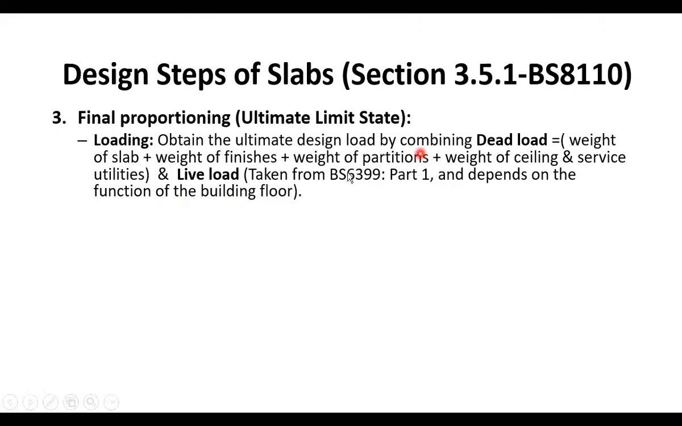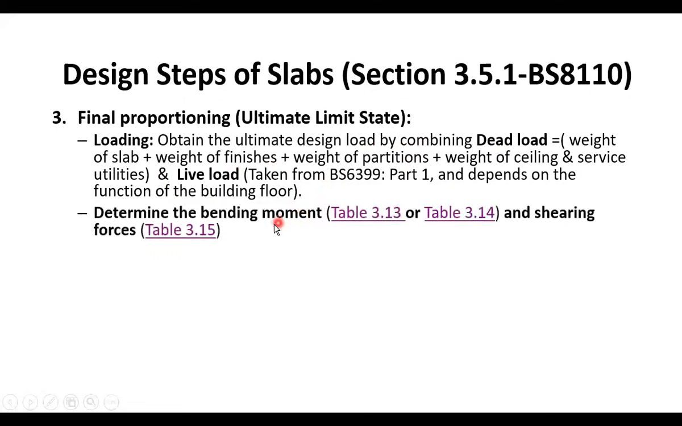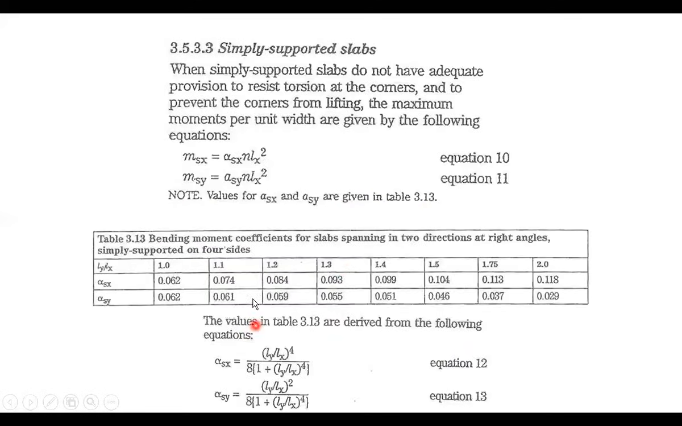Once you have the dead load and you have the live load, you will be able to get the N or W ultimate, which is 1.4 dead load plus 1.6 live load. Once I have the N, I will be able to go to the structural analysis step and get the bending moment. As you know, the bending moment, we can get it from table 3.13 in a case of simply supported, from equation 10 and 11.